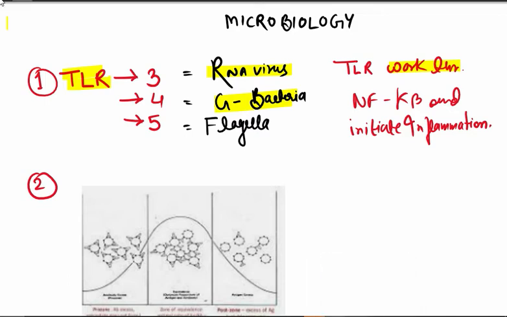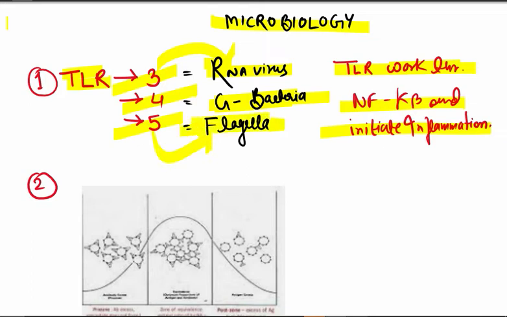Okay, quickly, microbiology revisions. So first is the toll-like receptor. Toll-like receptor works through NF-kB and that initiates inflammation. And among toll-like receptors we should know number 3, number 4 and number 5. Number 3 detects RNA virus, 4 is for gram negative bacteria, and 5 is for flagella.